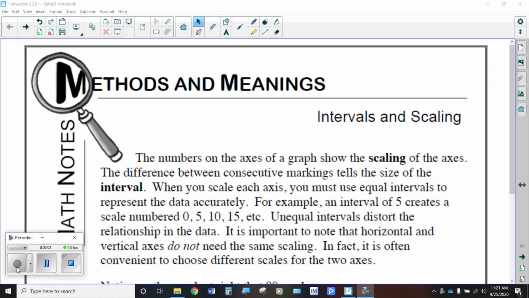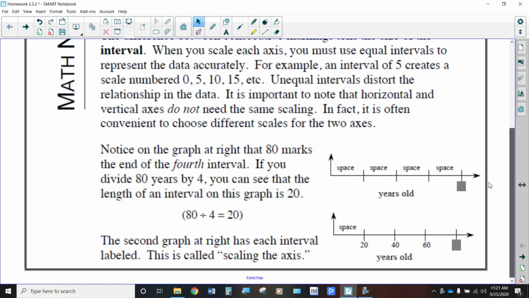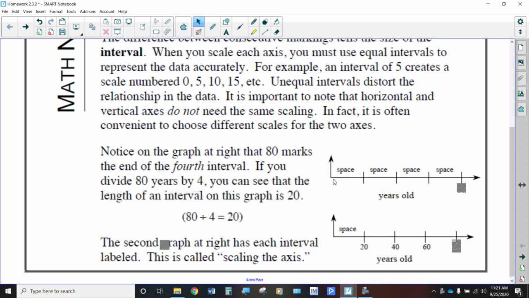Alrighty, let's take a look at the homework for lesson 2.3.2. We are going to look at the M&Ms for creating intervals on your number lines and the proper scaling, which refers to the counting sequences. So, if you consider this being the x-axis for a graph where the x-axis represents how old something is, if you need to get up to 80, you can count by 5s, you can count by 10s, you could count by 2s, you could count by 4s.